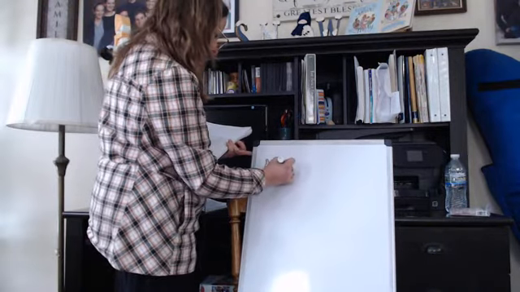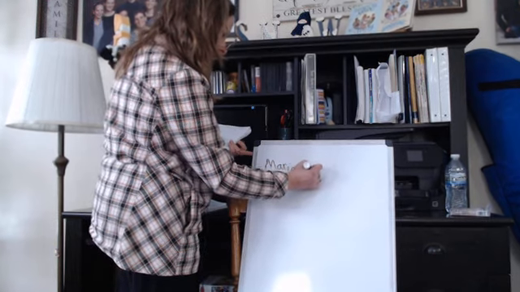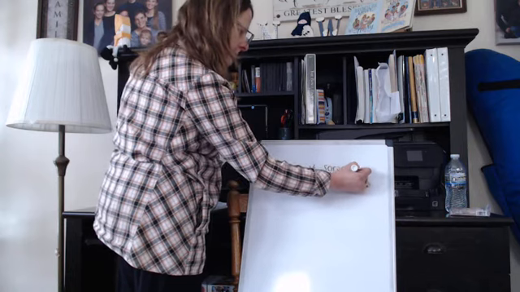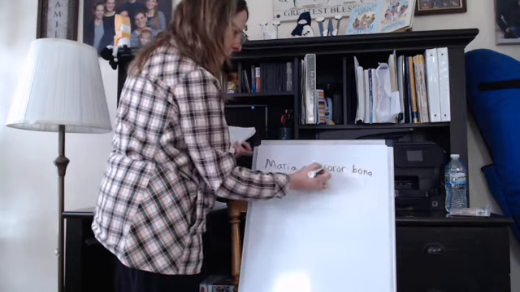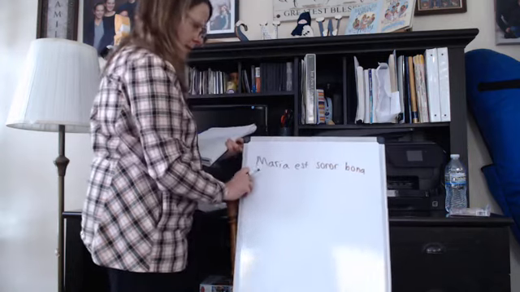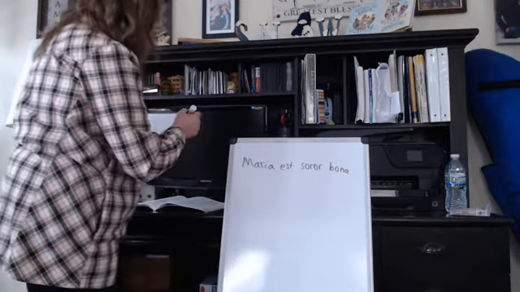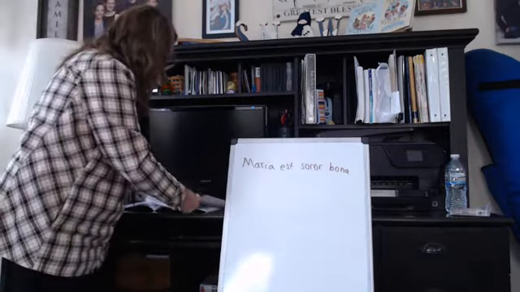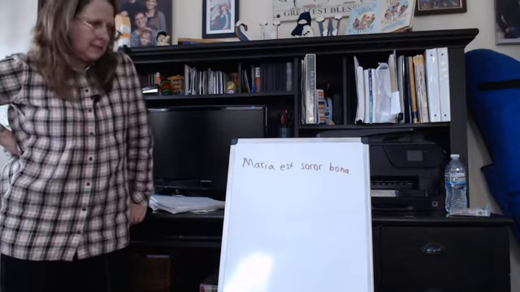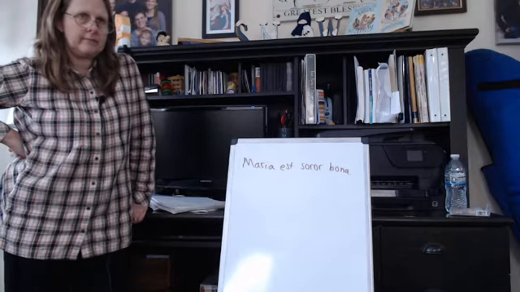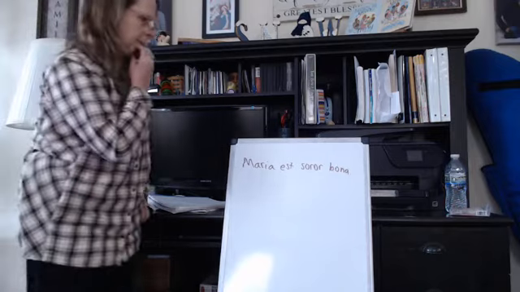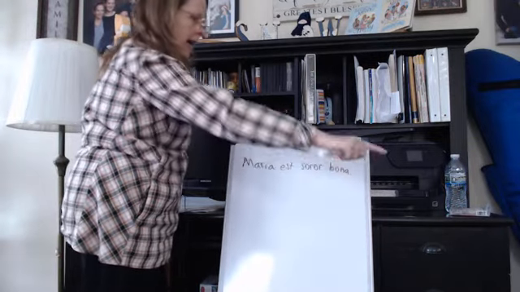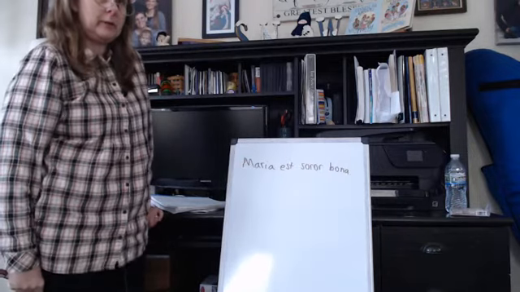Maria est soror bona. All right, we're going to try to translate the sentence. Maria est soror bona. Mary is a good sister. Easy enough. Why did they put bona? Why did they put an A on the end of bona?